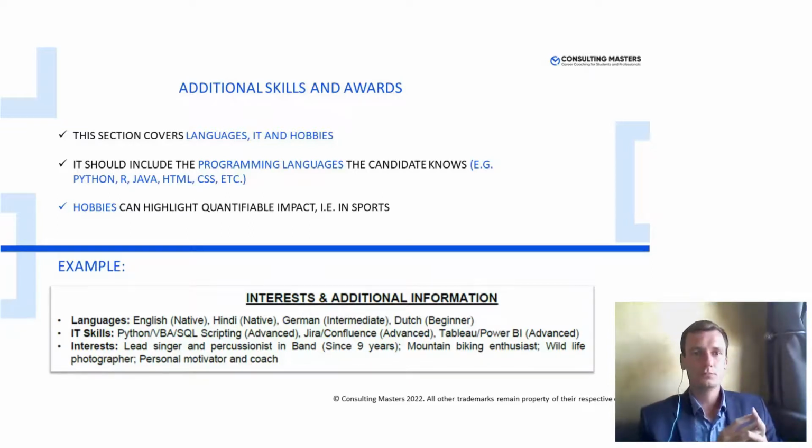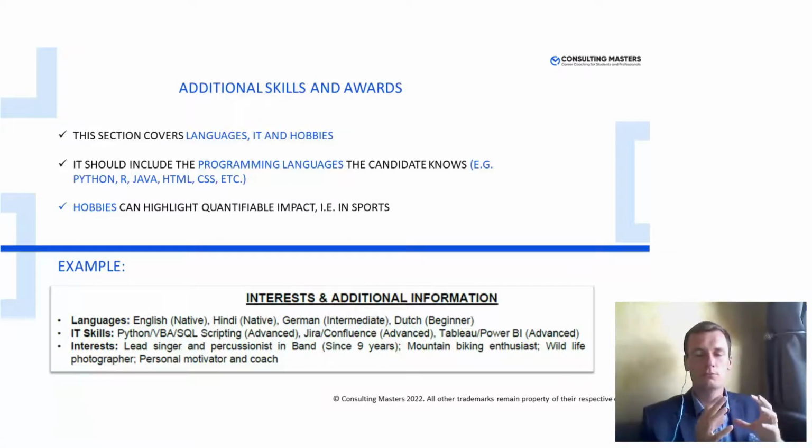So now, finally, let's move to the last section about additional skills and awards. And this section could be covering some of your skills, for example, your languages, your IT skills, or your hobbies, maybe sometimes also some of your volunteering work or other stuff which didn't manage to get into the previous 3 sections. For instance, your languages should also highlight the level of fluency that you have, and your IT skills should include the programming languages if you have any. So for example, Python, R, Java, HTML, whatsoever.